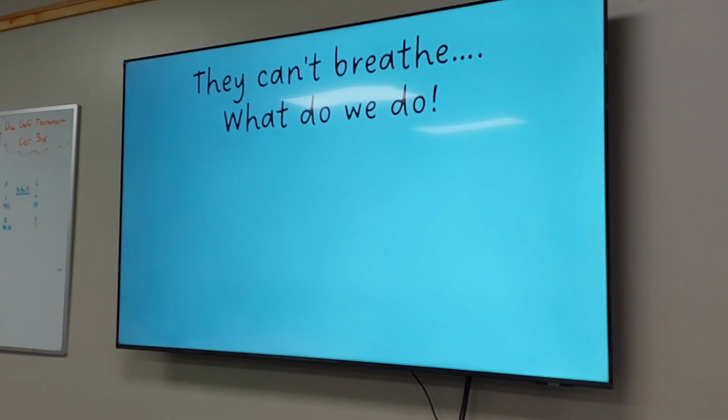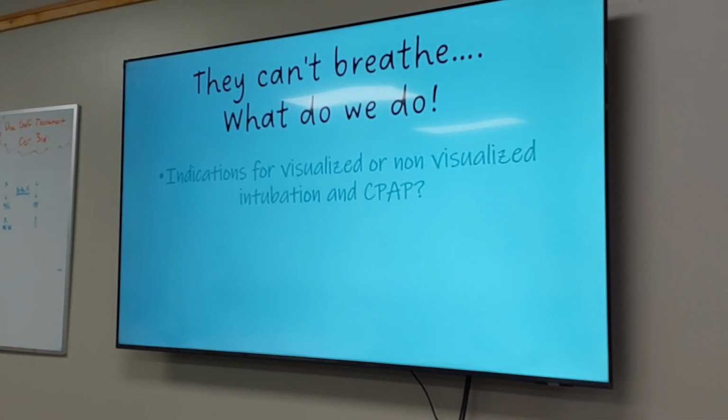So, they can't breathe. What do we do? Your indications for visualized or non-visualized airway intubations and CPAP. So your indications for visualized intubation. At a paramedic level, we use the laryngoscope. Some of your indications are the same for both, right? Respiratory arrest, respiratory failure, airway obstruction, cardiac arrest, inadequate oxygenation or ventilation, or protection from aspiration. They use that a lot more in the hospital than we do because we typically try not to aspirate people.